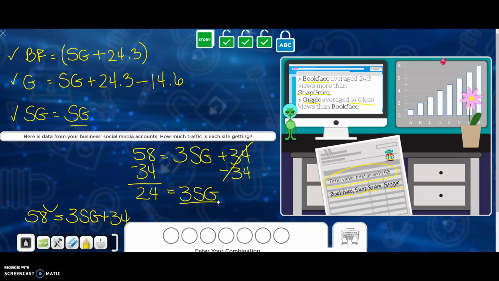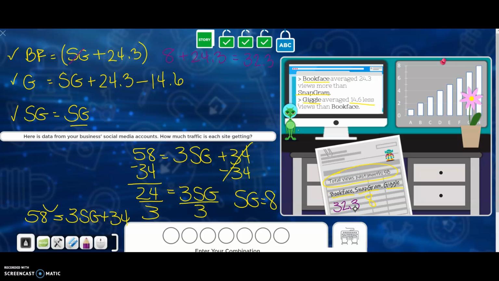So now to isolate my variable, this shows multiplication, so I'm going to divide, do the opposite. So Snapgram equals 24 divided by 3, which is 8. Okay? So I know Snapgram is 8. Now we're just going to evaluate for Snapgram equals 8. So I can go in and plug in where I see Snapgram. I can now solve 8 plus 24.3, which is going to give me 32.3. So that is my traffic for Bookface.